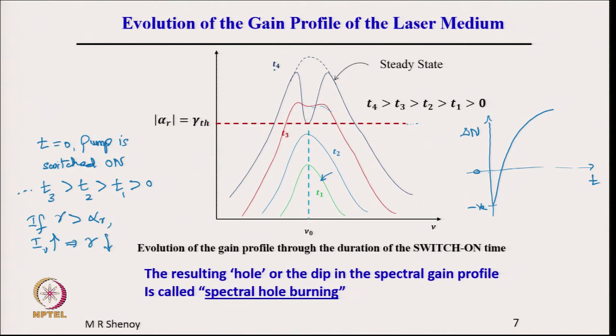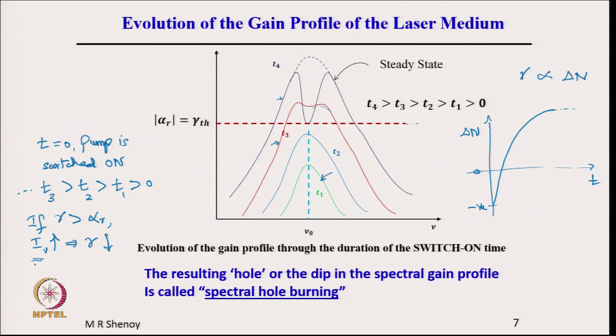At a later time T4, so this curve is for T3, at a later time T4, the gain at other places has been pushed further because the delta n has continuously increased, and we know that gamma is directly proportional to delta n, the population inversion. But while the gain gets pulled up or increases at frequencies other than the oscillating frequency, at the oscillating frequency the gain is pulled down because the intensity I nu is building up.